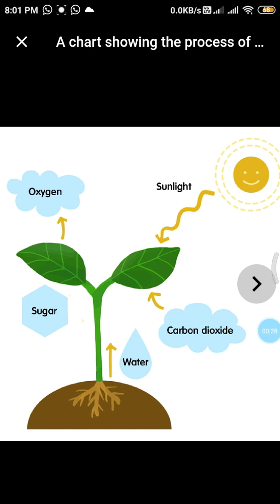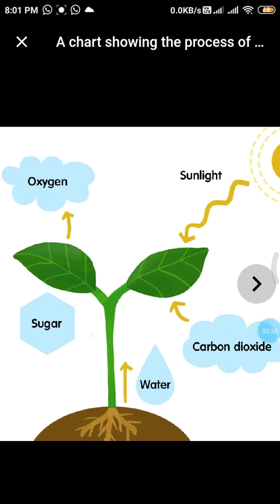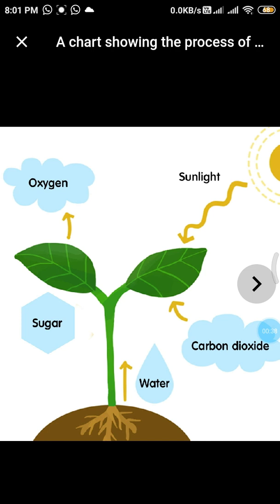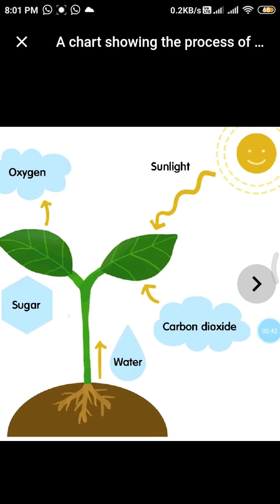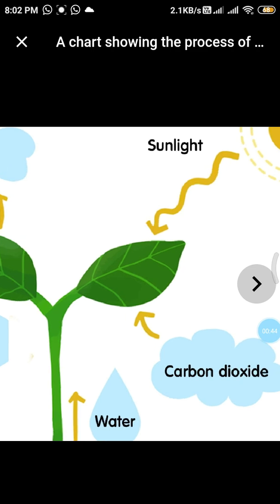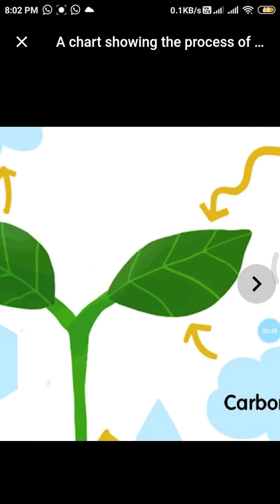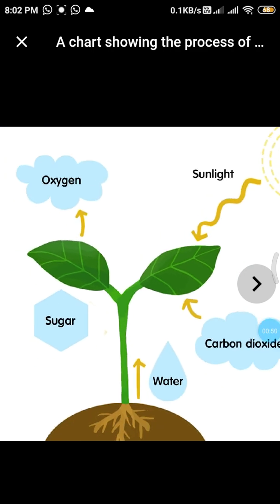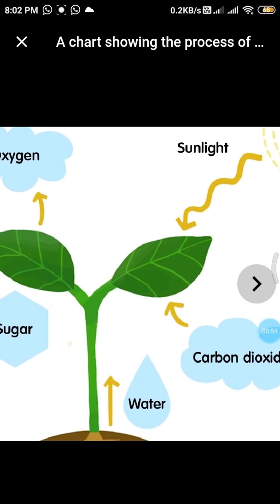A plant has roots under the soil, and above the soil it has the shoot system, and the stem is the main part of the shoot system. In leaves, there are small tiny openings called stomata. Very small openings are present in the leaf. They are known as stomata.